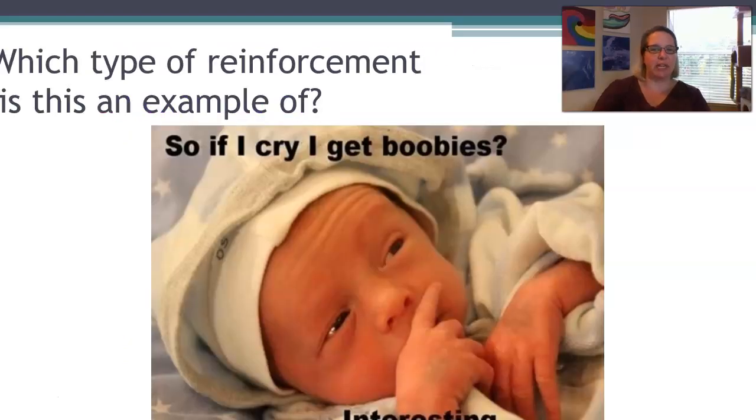Just a funny little meme for you. Psych in real life. You're going to encounter all of these psych concepts in real life, and you never even knew it.